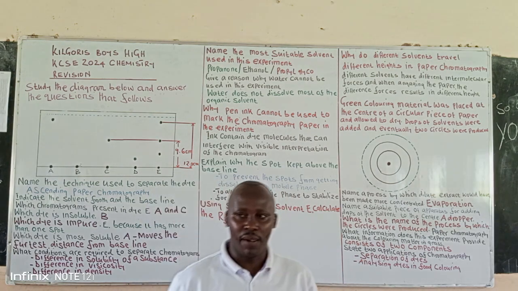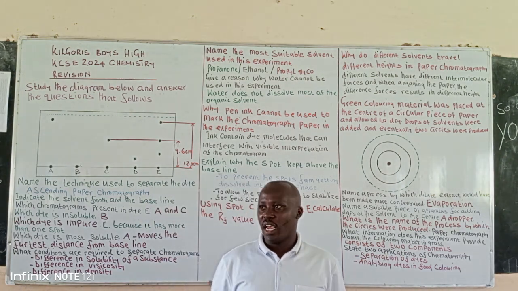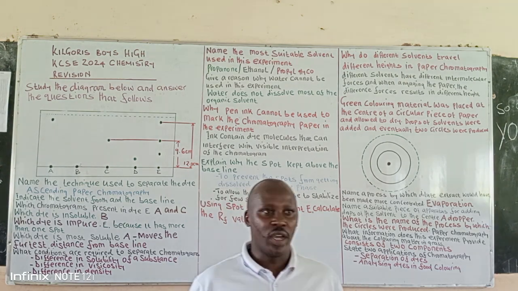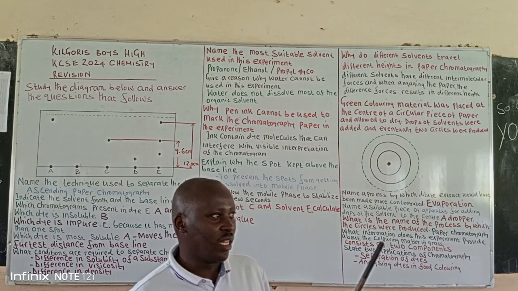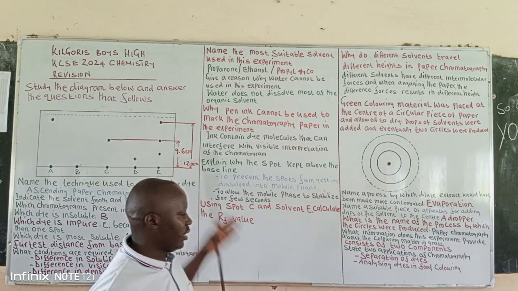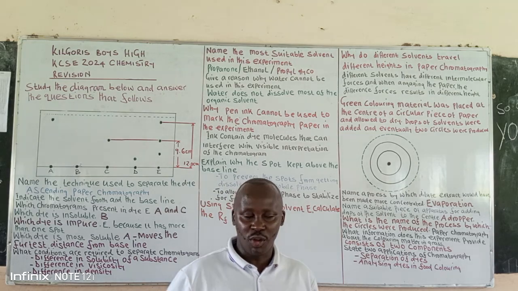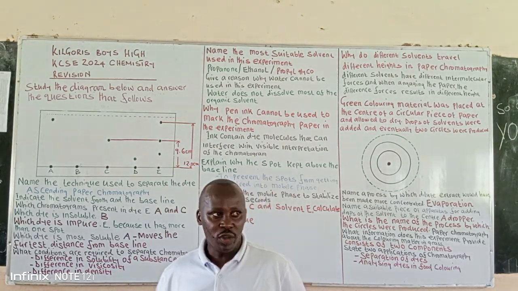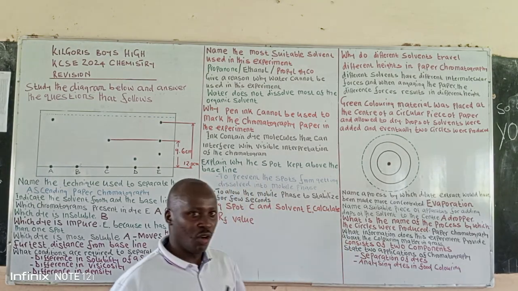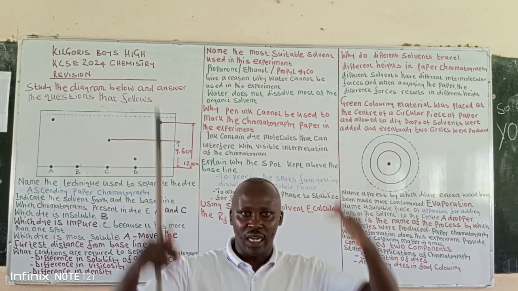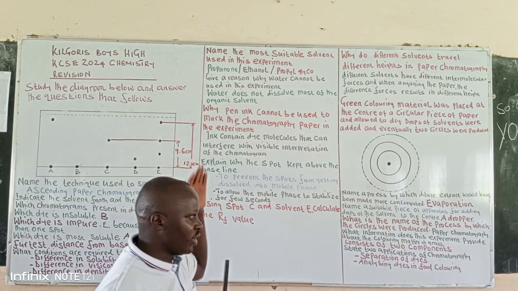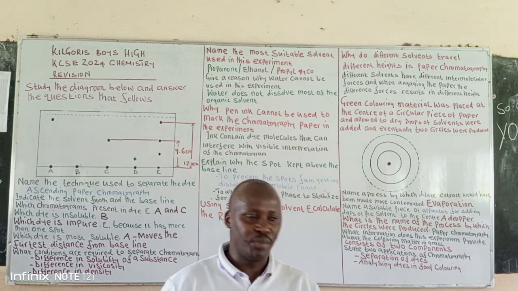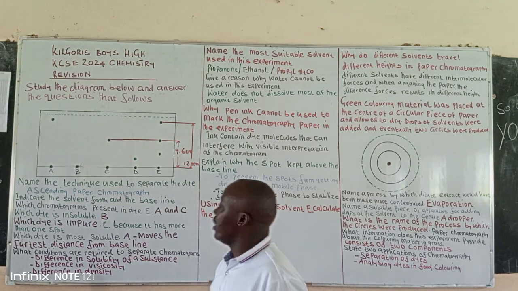Today we are looking at KCSE revision. Our topic is classification of substances, and today we are looking at a question that can be set from one of the methods which is used to separate substances, and that is chromatography. So we are doing all the analysis, all the possible questions that can be set from chromatography, a method which is used to separate colored substances. So study the diagram below.